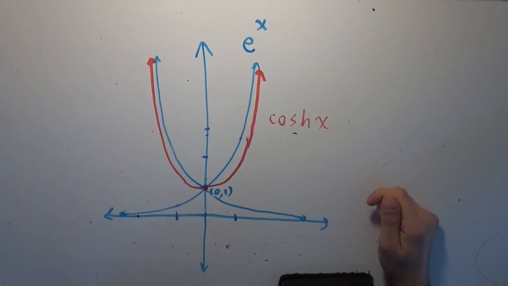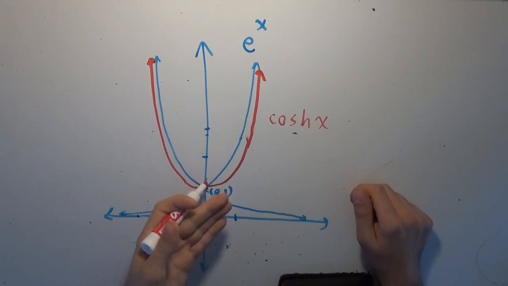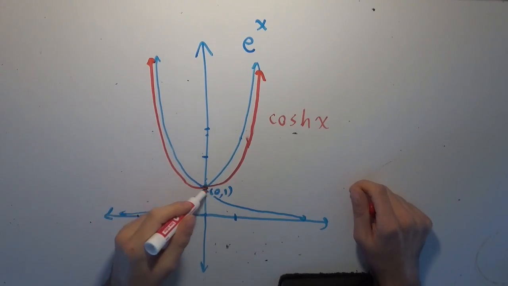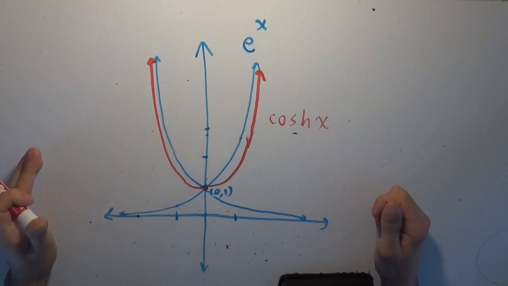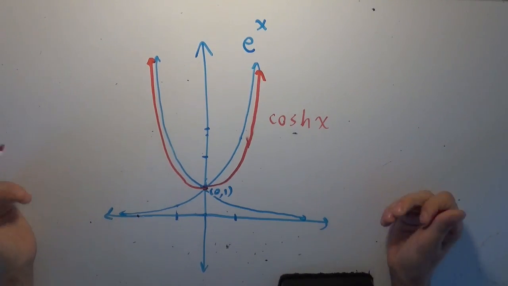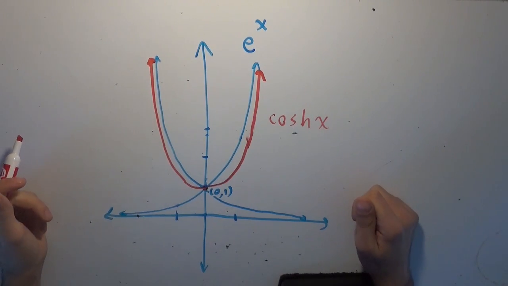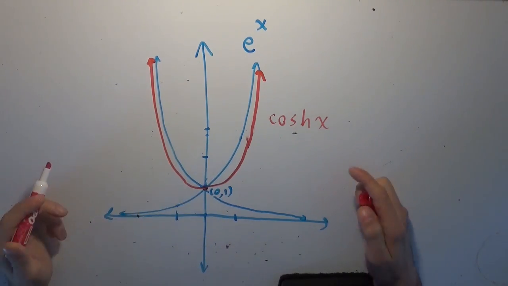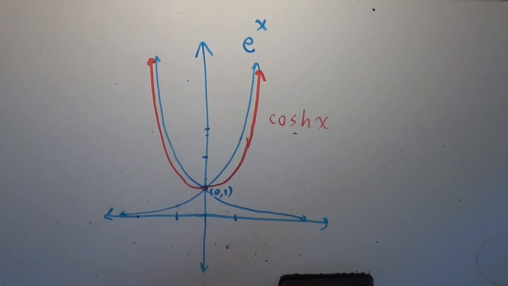A couple of prominent mathematicians guessed that this was a parabola, which isn't too far off. If you actually look very close to the y-axis, it very well approximates a certain parabola with certain parameters. But it's not a parabola. It's just the average of e to the x and its reciprocal. The other one is much similar.